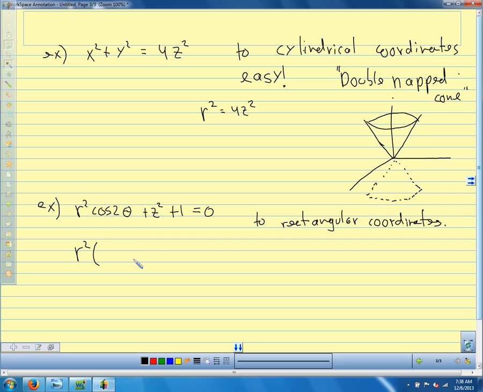Cosine 2 theta equals cosine squared theta minus sine squared theta. That looks kind of nice because now we have these combinations of r squared and cosine squared and r squared and sine squared. So if I distribute, I get r squared cosine squared theta minus r squared sine squared theta plus z squared plus 1 equals 0.